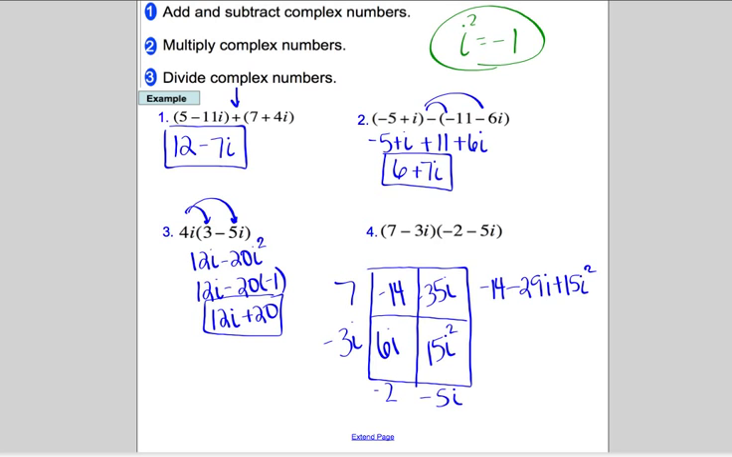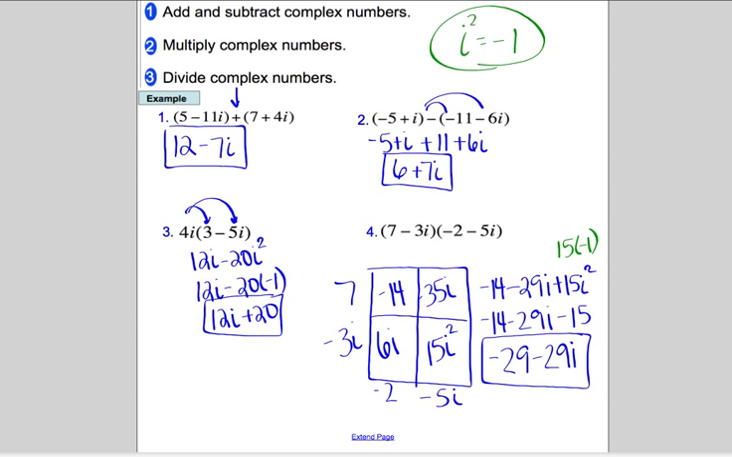But again, we're not quite finished. We have to do a little bit of simplifying. Positive 15i squared, well, i squared is -1, so that's going to turn into a -15. If you want to see that again, we're going to do 15 times -1. That's where we got the -15 from. -15 and -14 can combine to be -29, so we get -29 minus 29i.